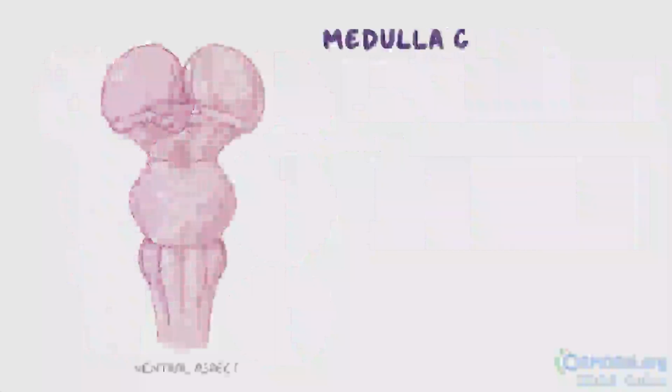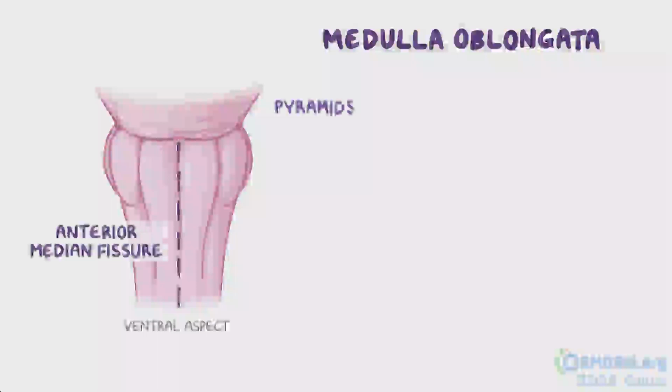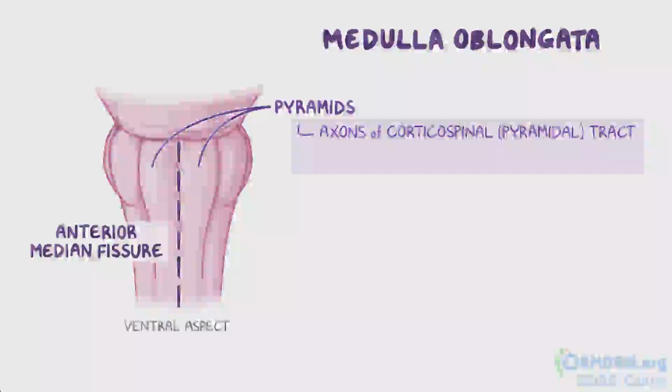First, let's look at the medulla oblongata, specifically its ventral aspect. Right in the middle, there is the anterior median fissure. On either side of it, there are two bumps called the pyramids, which contain axons of the corticospinal or pyramidal tract. Before entering the spinal cord, these fibers cross over to the opposite side, forming the decussation of the pyramids.